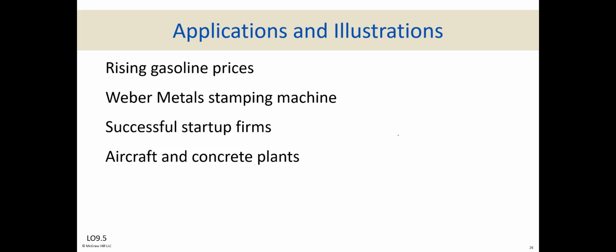So what are the real-world applications? Rising gasoline prices affecting delivery companies like FedEx. This is an example of how costs are affecting decision making. Startup companies like Google and Starbucks achieving economies of scale by spreading costs like research and advertising over large production volumes. And large manufacturing machines like Weber Metals stamping machine, which requires high production levels to justify the investment.